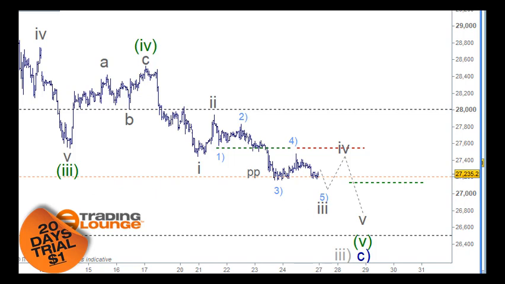Also, India looks like it can possibly move higher as well. So India.